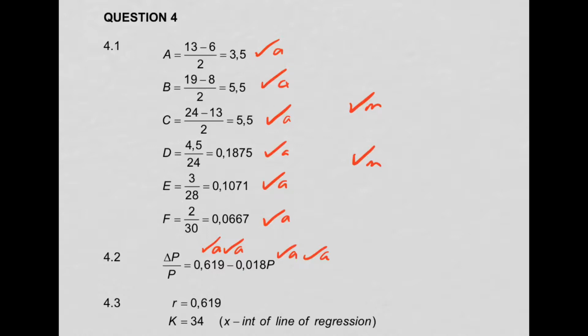All right. So letter D, E, and F. For letter D, E, and F, it's simply delta population over population. So you're going to have your 4.5 over 24, which gives you 0,1875, 3 over 28, and lastly for F, 2 over 30, which gives you 0,0667. Please watch your rounding here. We were strict because it actually did ask you to round off to 4 decimal places in this section. So please make sure that you've done that correctly.